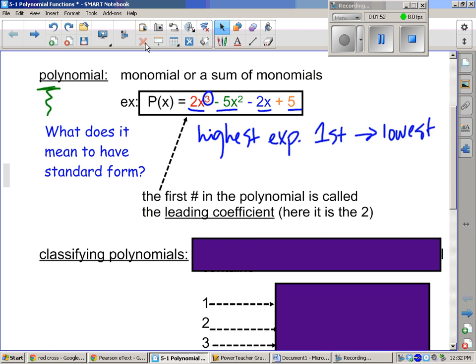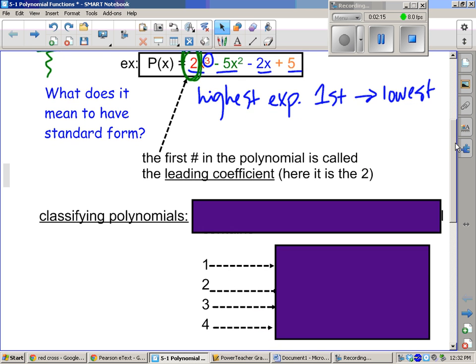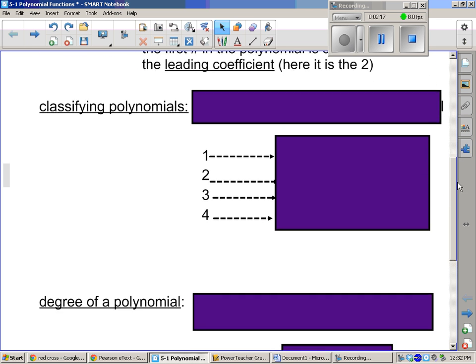All right. The first number in the polynomial is called the leading coefficient. It's like if you're in the play, you are the lead. You are the big, honkin', important one. So here it is the 2. That's called our leading coefficient. And we're going to need that later on, so it's important that you know how to find that leading coefficient. Right. They all have coefficients. All the numbers in front are coefficients, but the leading one is important. It's special. It's very special.